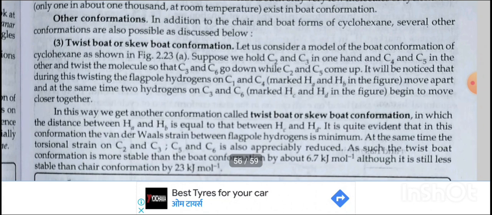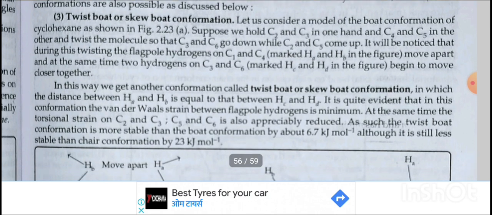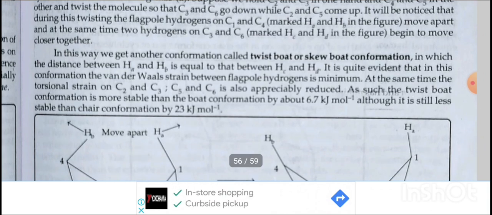Twist boat or skew boat conformation. Let us consider a model of boat conformation of cyclohexane. Suppose we hold carbon 2 and carbon 3 in one hand and carbon 4 and carbon 5 in the other hand, and twist the molecule so that carbon 3 and 6 go down while 2 and 5 come up. We will note that during the twist, the flagpole hydrogens on carbon 1 and 4 move apart. At the same time, the two hydrogens on carbon 3 and 6 begin to move closer. In this way, we get another conformation called twist boat or skew boat conformation, in which the distance between these hydrogens is equal to the distance between the other hydrogens.